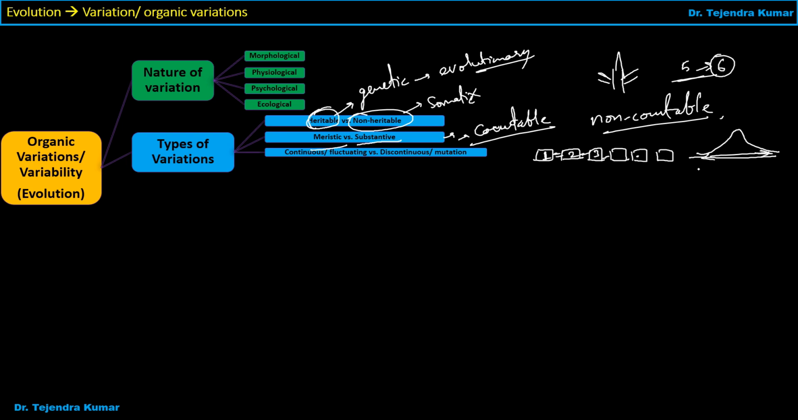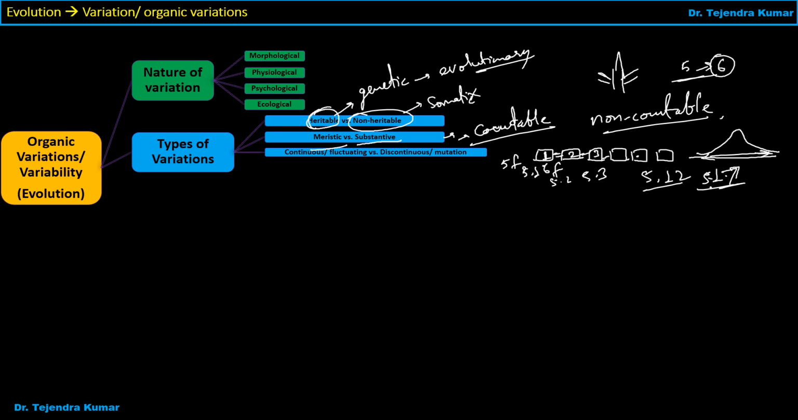An example is height. Height of a man: we can find 5 feet and 6 feet. Not only 5 and 6, in between them 5.1, 5.2, 5.3, and even 5.12, 5.17 can be seen. So in between, all of these variations can be seen. So these are continuous variations.